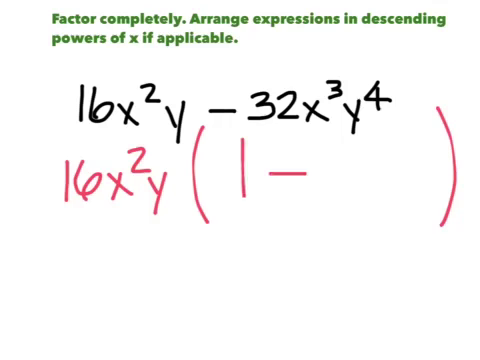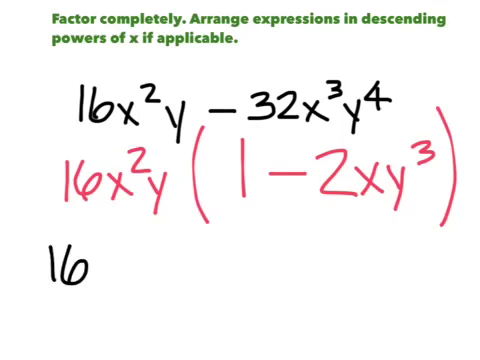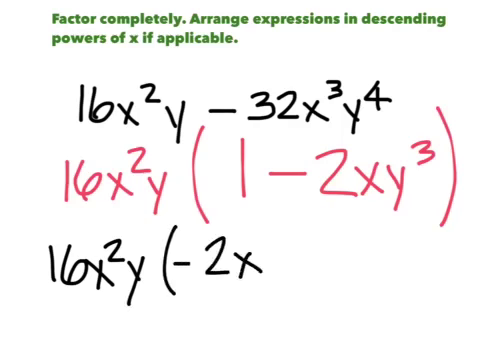Now we go with minus 16 times 2 is 32. X to the second times x is x to the third, and y times y to the third is y to the fourth. That's my final answer, right? No, I have to put it in descending powers of x. So 16x to the second y, times the quantity negative 2x y to the third plus 1.